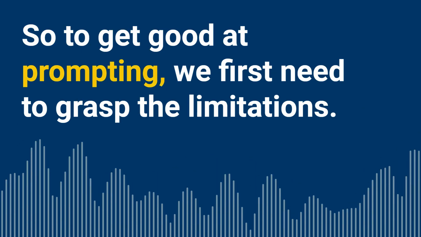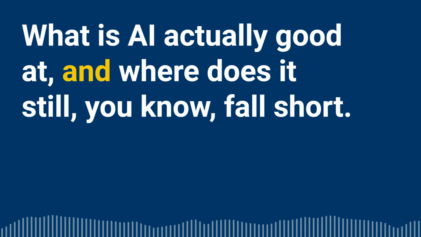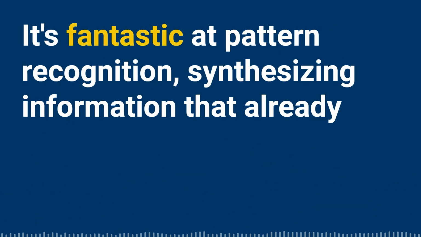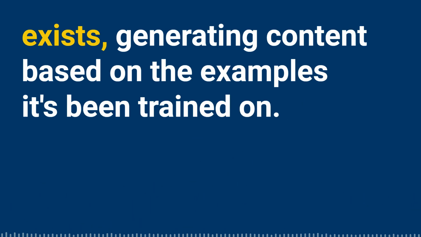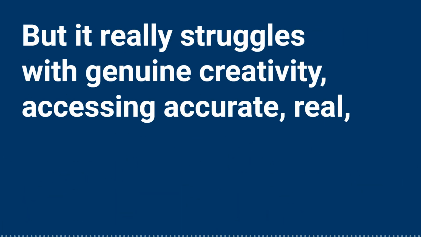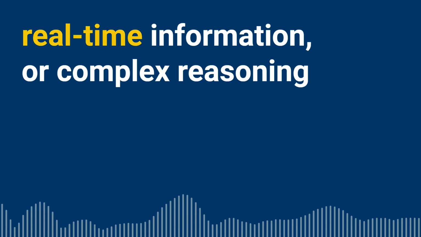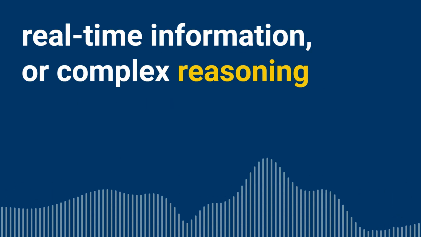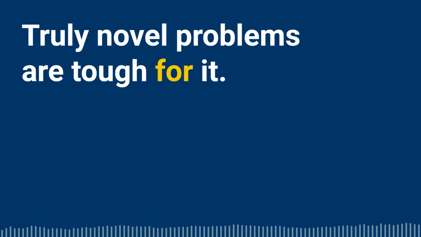So to get good at prompting, we first need to grasp the limitations. What is AI actually good at, and where does it still fall short? It's fantastic at pattern recognition, synthesizing information that already exists, generating content based on the examples it's been trained on. But it really struggles with genuine creativity, accessing accurate real-time information or complex reasoning about situations it hasn't seen before. Truly novel problems are tough for it.